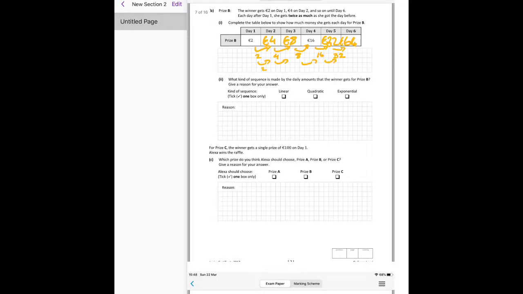And the second difference, so the difference between 2 and 4 is 2. Difference between 4 and 8 is 4. Difference between 8 and 16 is 8. Difference between 16 and 32 is 16. So the first difference is not the same. Second difference is not the same. So that is exponential. And a reason, first and second difference, not constant.